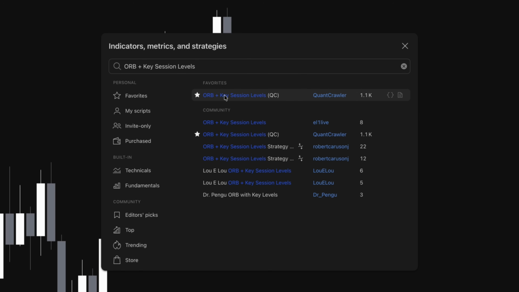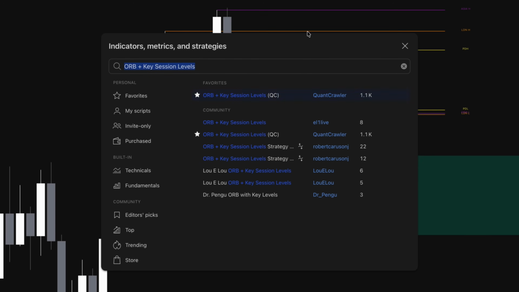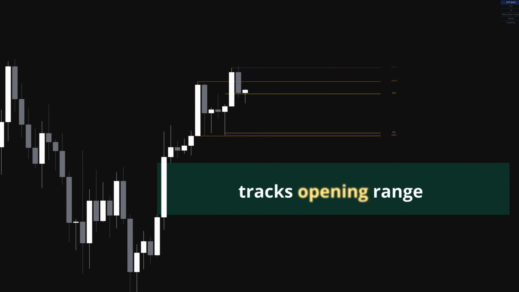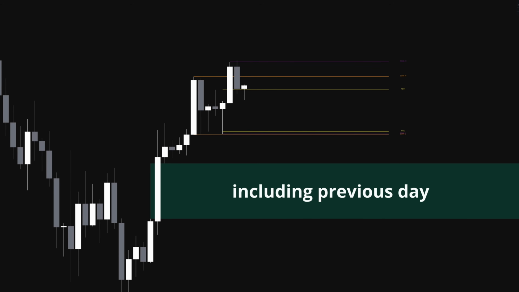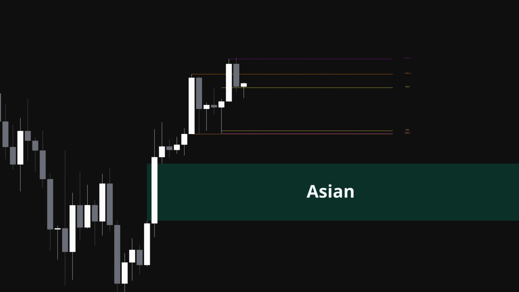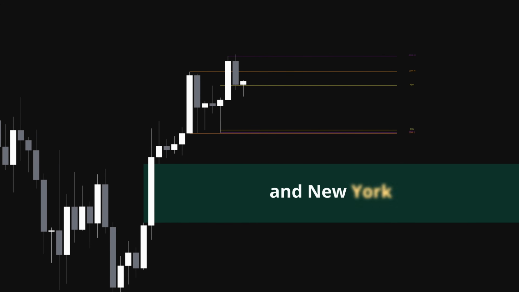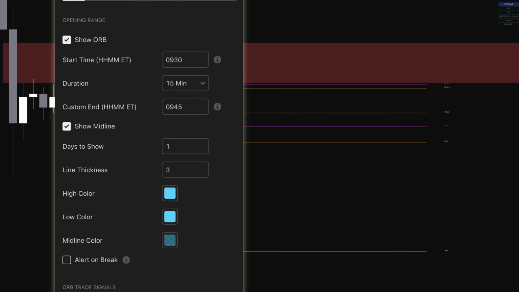ORB plus key session levels. Created by Quant Crawler, this comprehensive system tracks opening range breakouts alongside multiple session ranges, including previous day high and low, Asian, London, New York AM, and New York PM sessions. The ORB section lets you customize start time and duration. Each session tracks its high, low, and optional midpoint, with extending lines and labels.